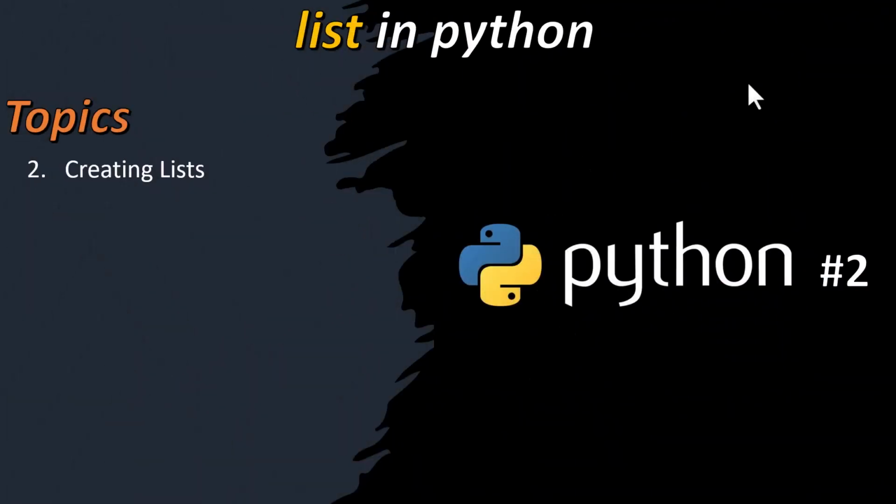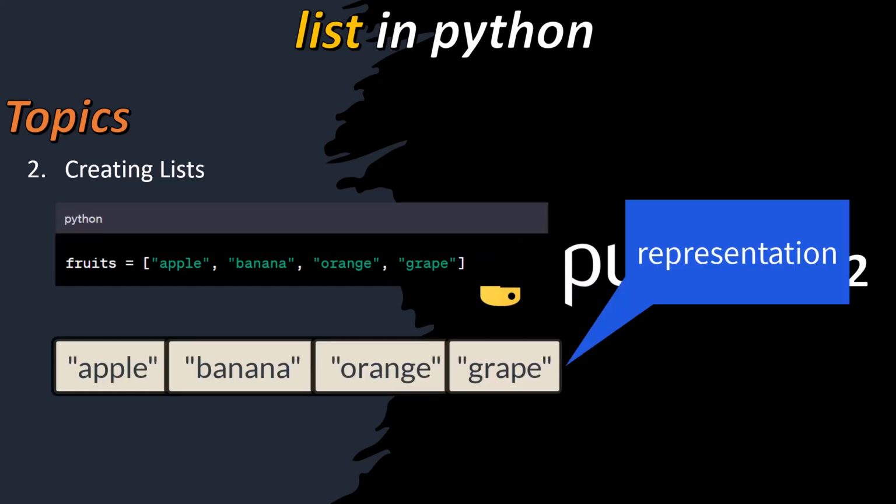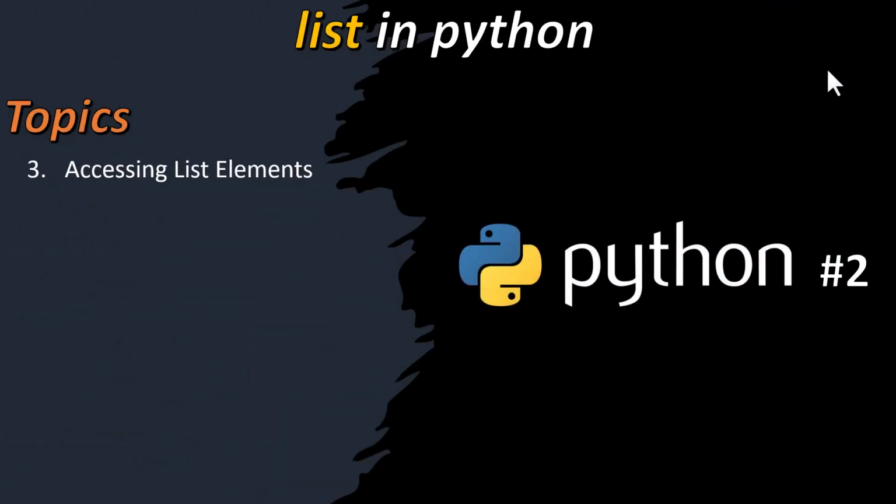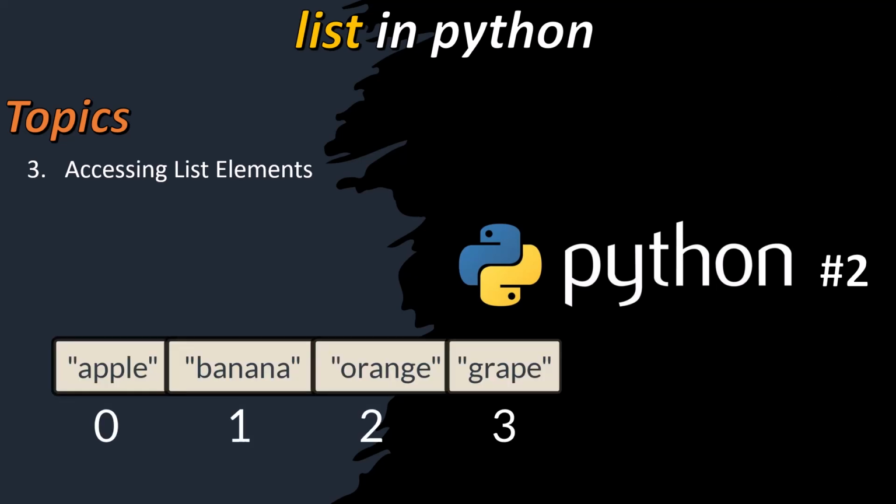Creating a list. You can create a list in Python by enclosing a comma-separated sequence of values within square brackets. For example, fruits equals square brackets, apple, banana, orange, grape. Accessing list elements. List elements are accessed using zero-based indexing. You can retrieve an element by specifying its index within square brackets.